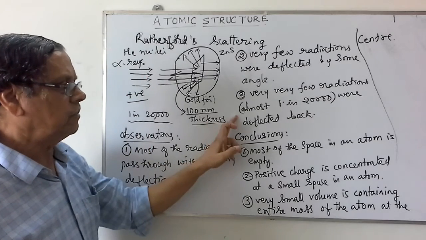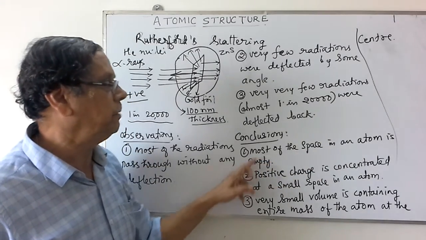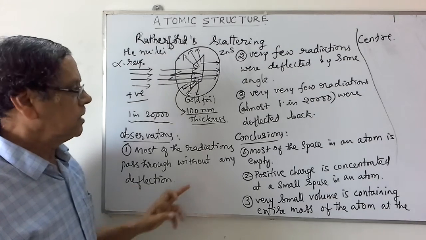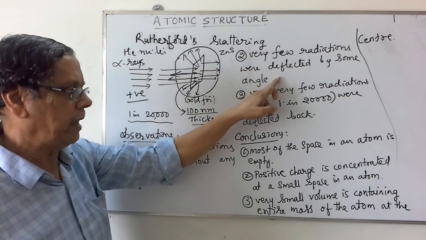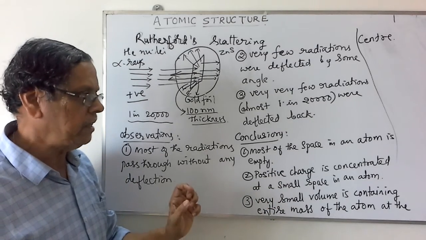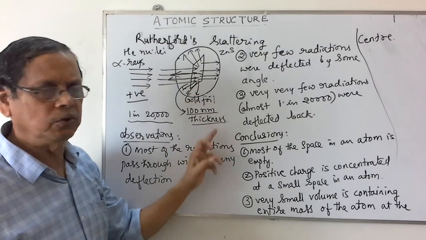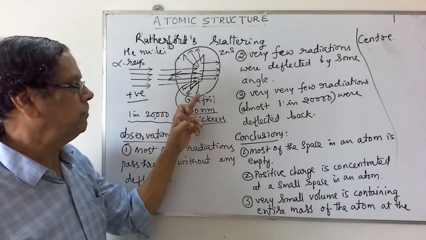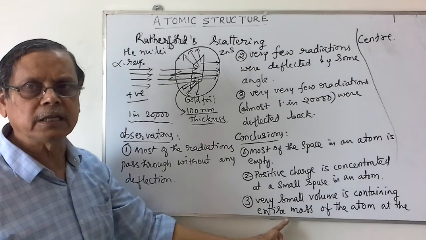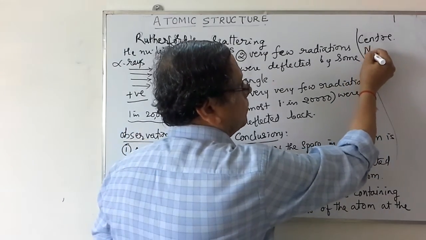So based on these three observations, he came to the conclusion that most of the space in an atom is empty because most of the radiations pass through without any deflection. Since very few radiations are deflected by some angle, the positive charge is concentrated in a very small space in an atom. Any radiation coming near that nucleus or near the positive charge will be reflected by some angle, and the entire mass of the atom is concentrated at the center, and this is called the nucleus.